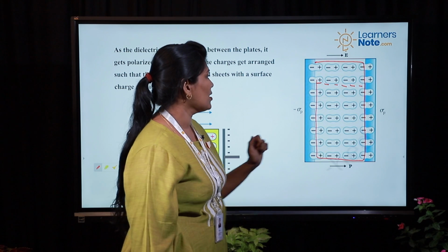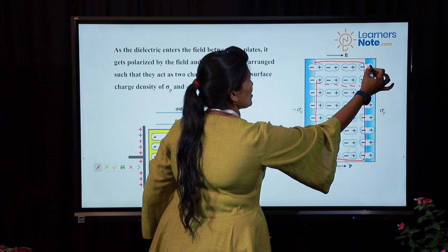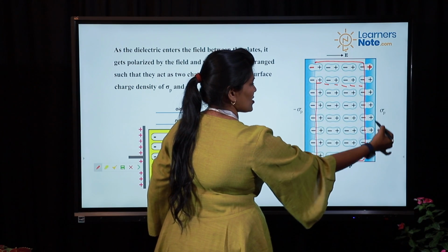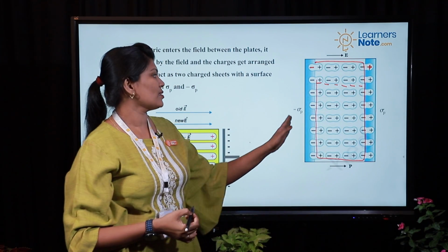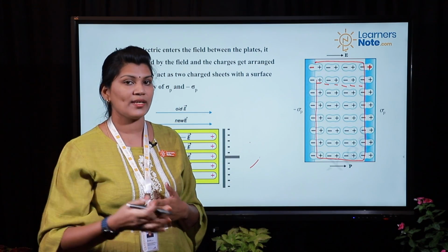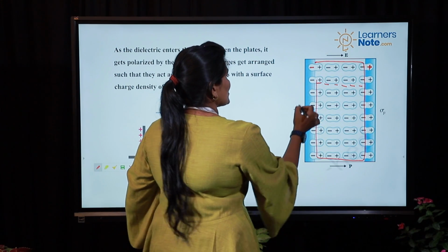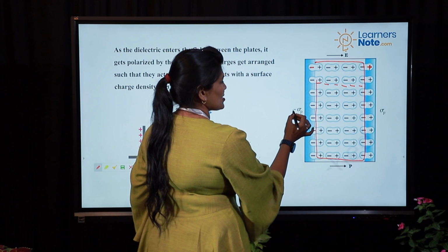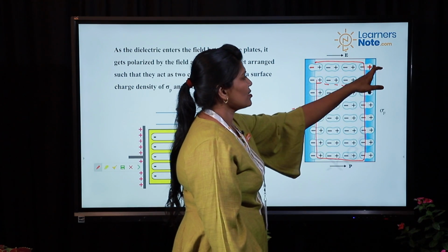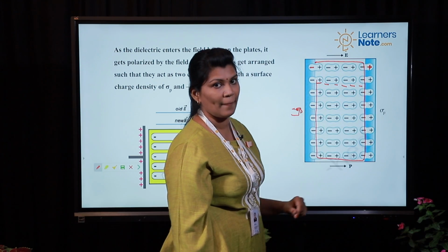Then finally, what will happen? We can see that in this portion there are negative charges, and in this portion it is positive charges. There are a number of negative charges on this side and a number of positive charges on this side. These two charges on opposite sides do not have any other opposite charges to get neutralized, so they will remain as they are. We can represent the charge density of these negative charges as minus sigma p, and the charge density of these positive charges as positive sigma p.